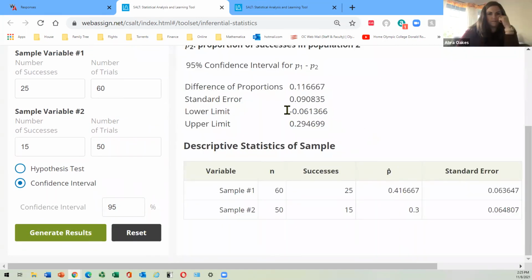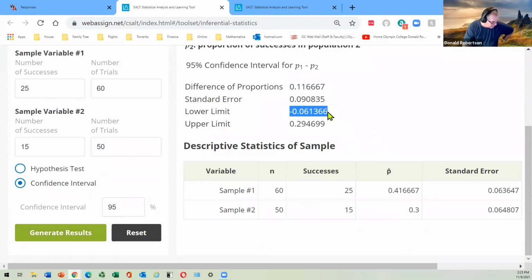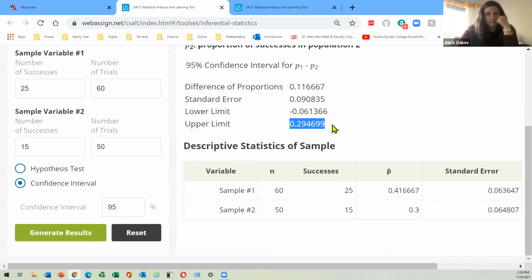The lower limit is -6% and the upper limit is 29%. So that would be from -6% to a positive 29%. That interval has 0 in it, right? 0 is in that interval. That means there's no evidence to say there's a difference between boys and girls breaking their bones. If that interval was all pluses, then boys break their bones more often than girls do. And if they're all negative, boys break their bones less than girls do.